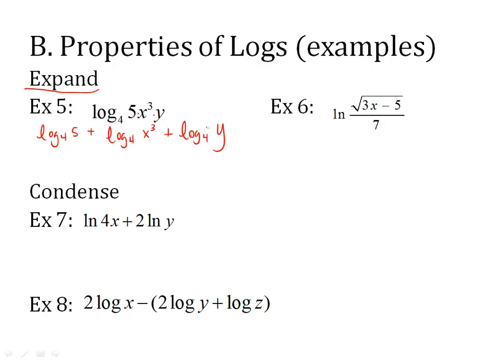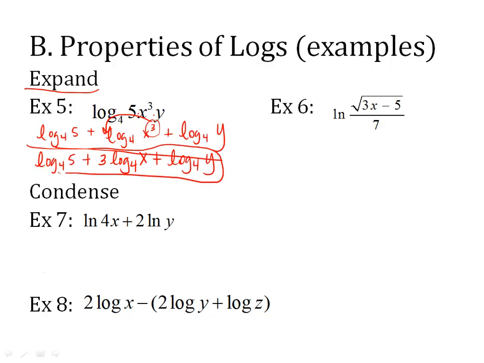Now, you always want to look and see if there's anything else you could expand. Notice this x is to the 3rd power. What did the power rule say? It says I can take that power and move it to the front. So I'm going to continue on. Log base 4 of 5 plus 3 times the log base 4 of x plus the log base 4 of y. I can't solve this any further because I don't know what x and y are. So I'm going to leave this in expanded form.